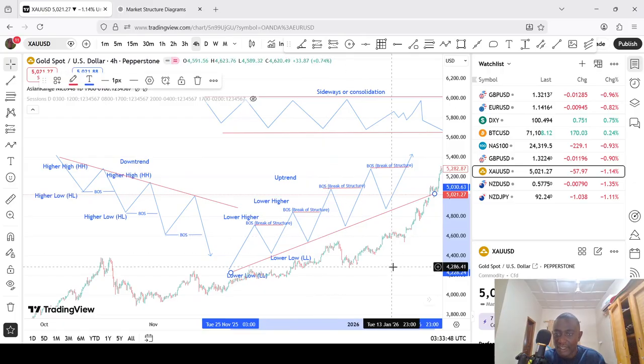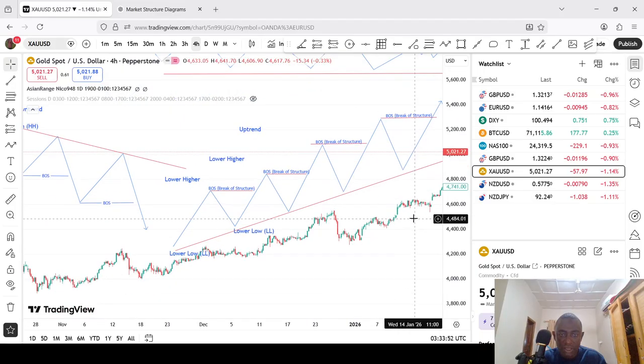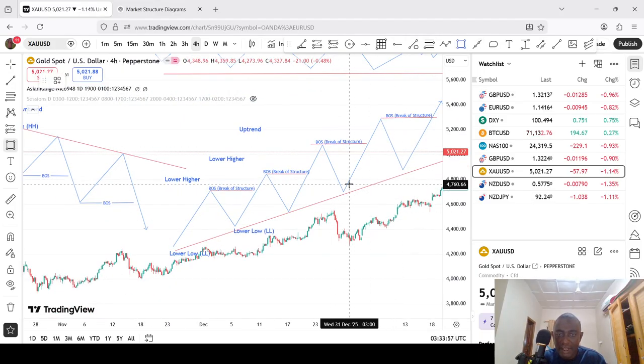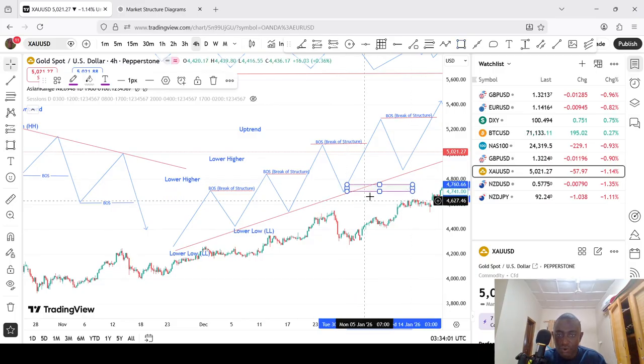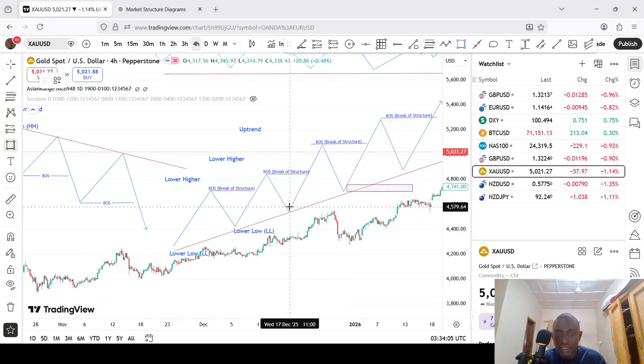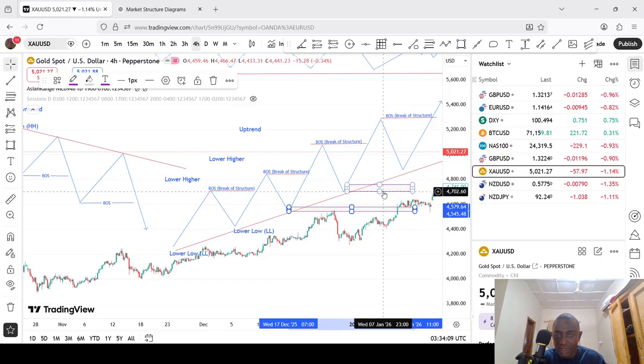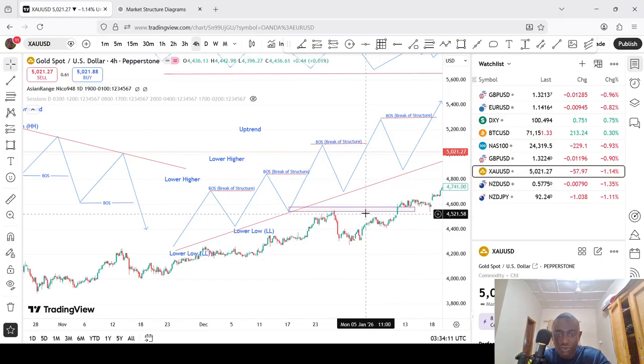Very, very key. So once we have this low breaking this structure, you just mark that zone up to this point. With time, you know why I'm marking these zones. So here too, the same thing. Okay, I can just delete it. Let me use the trend line.